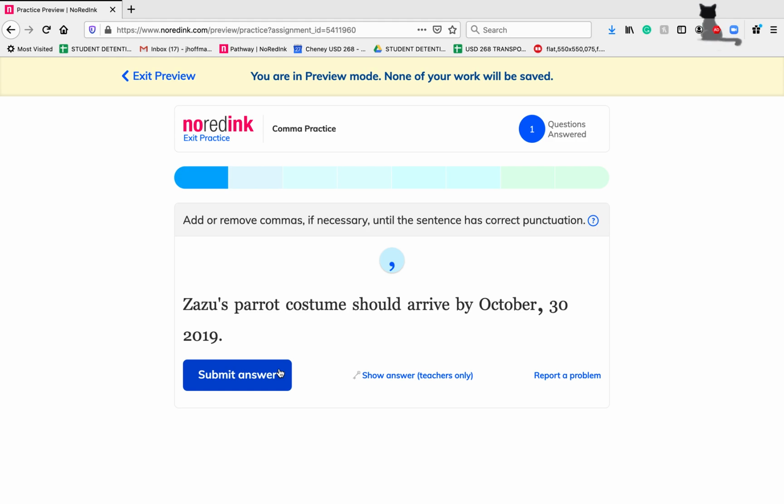Zazu's parrot costume should arrive by October 30th, 2019. So when we break down our date, we have the month, October, the day 30, and the year 2019. We never separate the month and the day. They're best friends. We want to keep them next to each other. But since we have three pieces of information, we want to put it in between the day and the year.